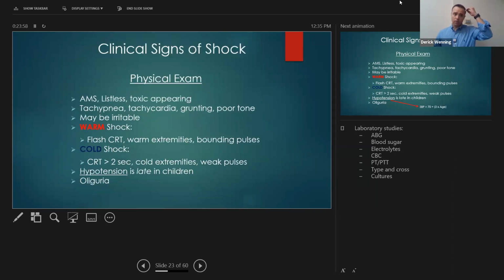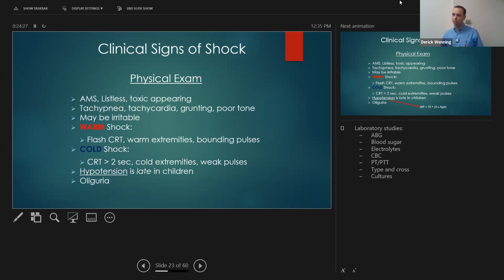So your physical exam on clinical signs of shock, you have an altered kid who could be listless or toxic appearing, or they could just be irritable and fussy. They could be tachypneic and tachycardic. They could have difficulty with breathing. They could be grunting. They could have just poor tone and not want to stand up for you, or they just have poor tone and won't sit up for you if they're younger. Warm shock is going to be a flash cap refill with warm extremities and bounding pulses. Cold shock is going to be a delayed cap refill greater than 2 to 3 seconds, cold extremities and weak pulses. Hypotension is extraordinarily delayed in children.